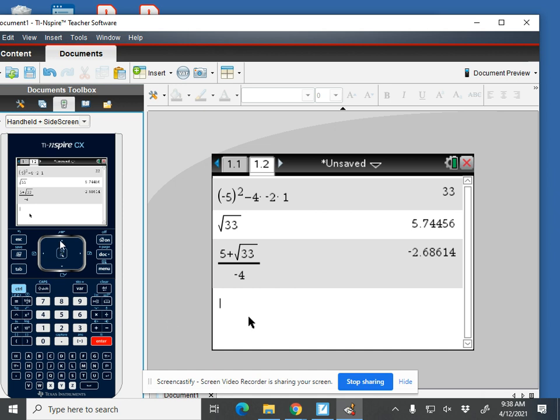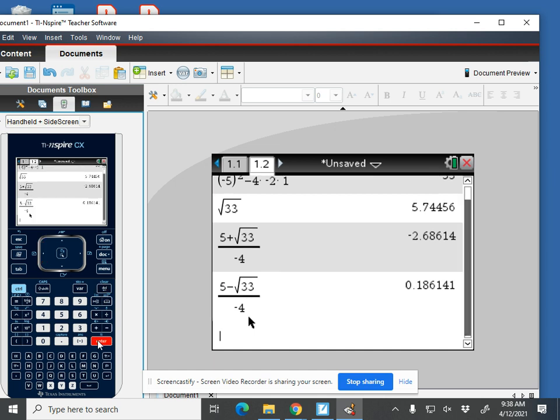Now, I have to do it again. So I can either retype it or I can press up a couple times and highlight it. And then press enter, it copies it. Now back up, and I want to replace that plus sign with a what? A minus. So I'll just delete and replace it with a minus. And then it gets me a different answer. So I get negative 2.69 and 0.19.